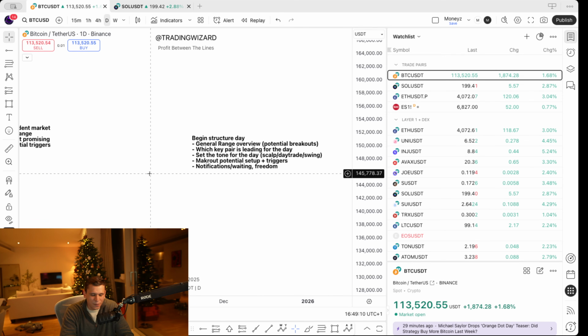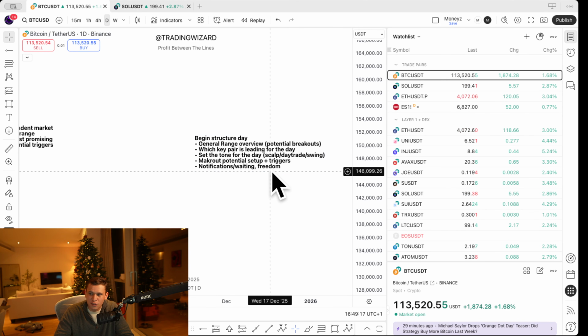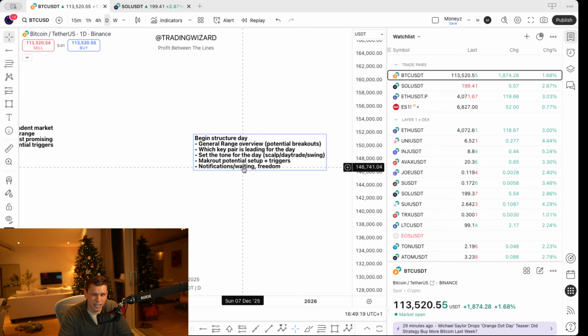Well, in my opinion, you can easily have this, but you need to structure it in the right way. Again, you need to have the patience to wait for your potential setups and triggers and to set your notifications in there.